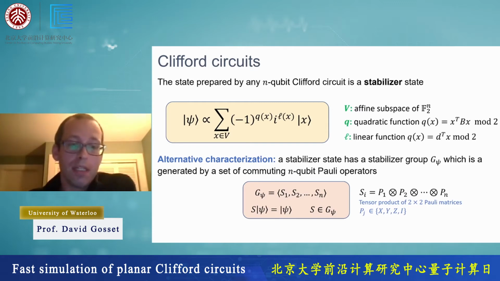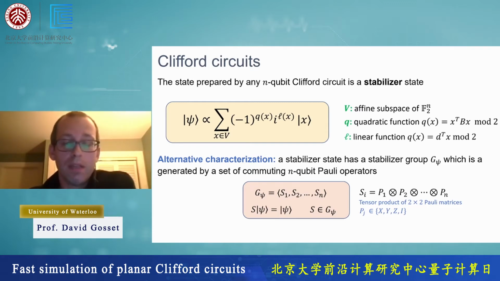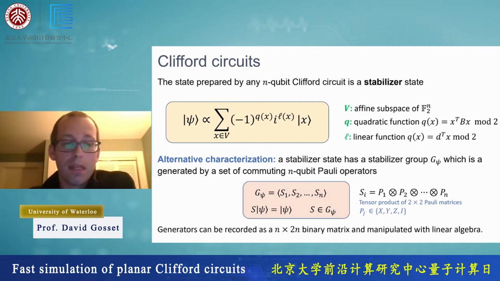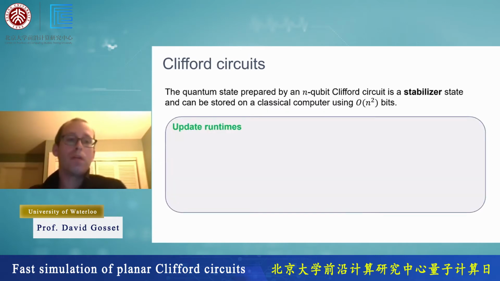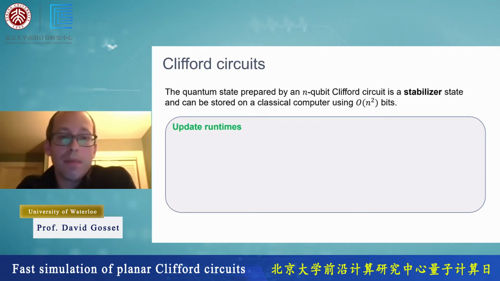So the stabilizer state is a +1 eigenvector of every element of its stabilizer group. And again, as you may know, the generators of a stabilizer group can be recorded in a binary matrix with order n squared bits in it, and they can be manipulated using linear algebra. Okay, so all of that is to say that we know how to store a stabilizer state using n squared bits, and we know how to update it efficiently, but I would like to be a little bit more precise about the cost of updating the representation of a stabilizer state under the action of measurements or gates.